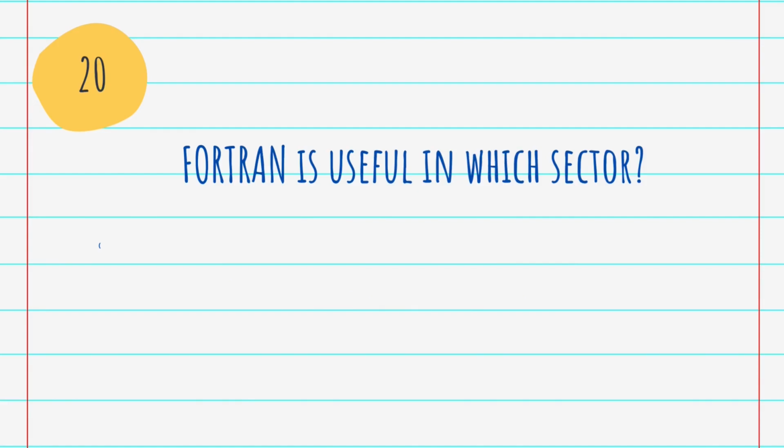Question number 20. Fortran is useful in which sector? Answer is for scientific purpose. Fortran was designed for scientists and engineers and dominated the field. Over the past 30 years, Fortran has been used for projects such as designing bridges and aircraft structure. It is used to control factory automation and to analyze scientific data.